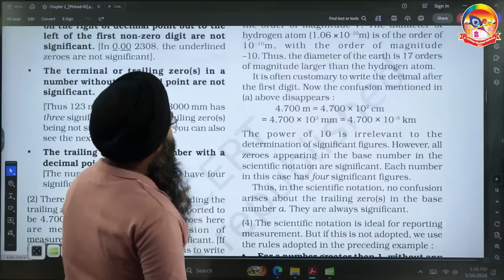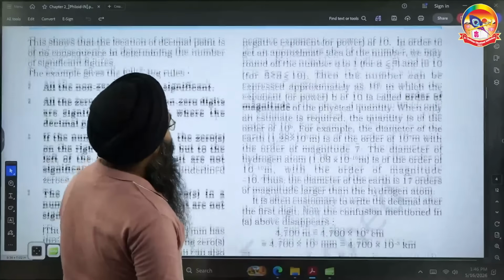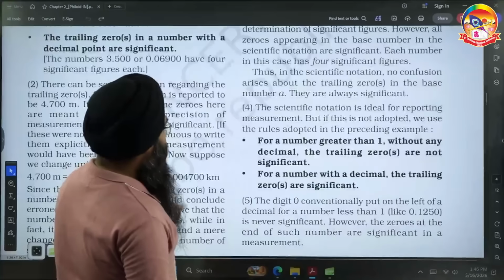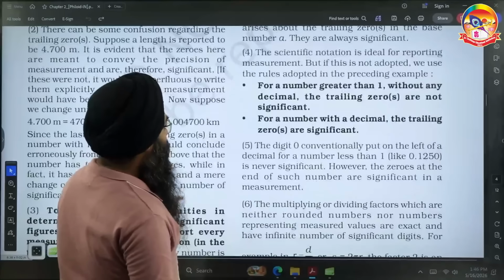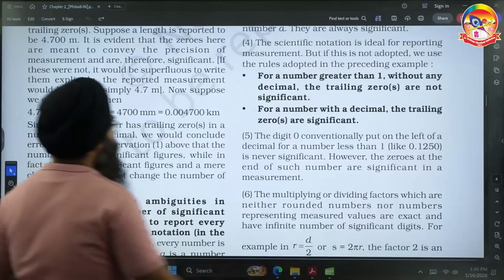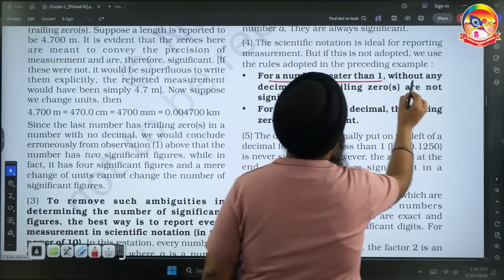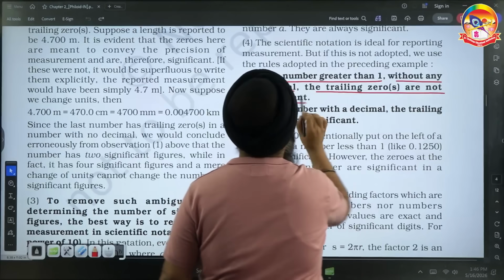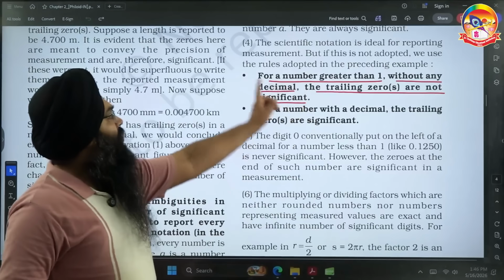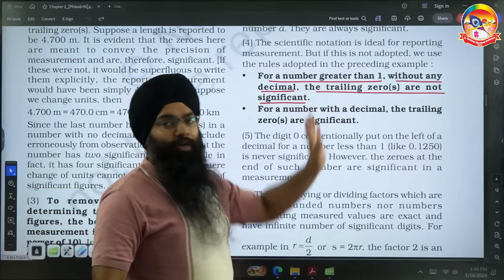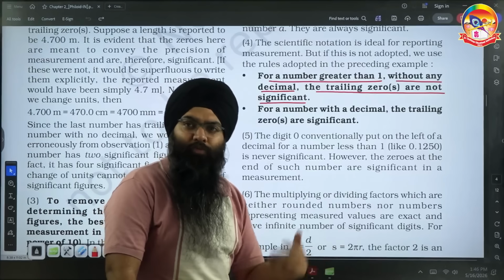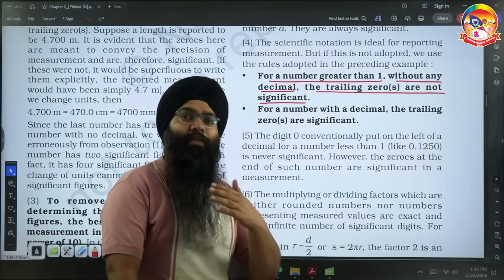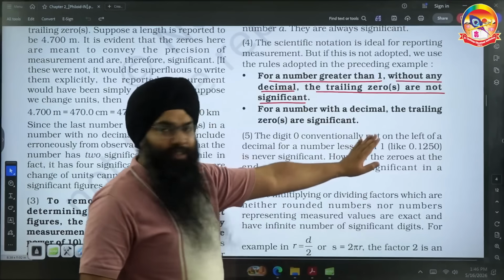Now let's come to the next point. I already told you these things, the different cases. Here one more point is written that for a number greater than 1 without any decimal, the trailing zeros are not significant. I already told you, whatever number is more than 1, if there are trailing zeros and there is no decimal point, they will not be significant.